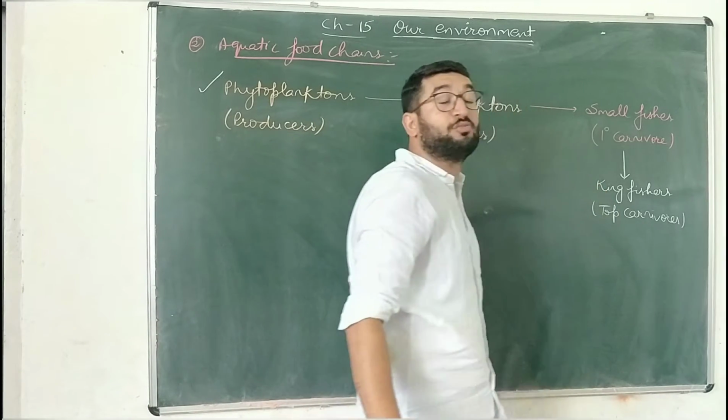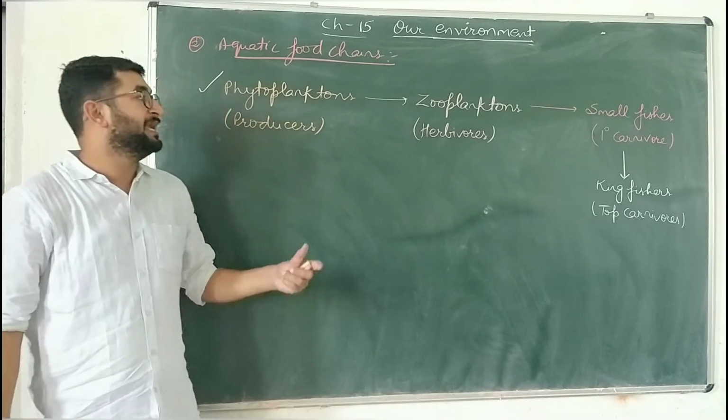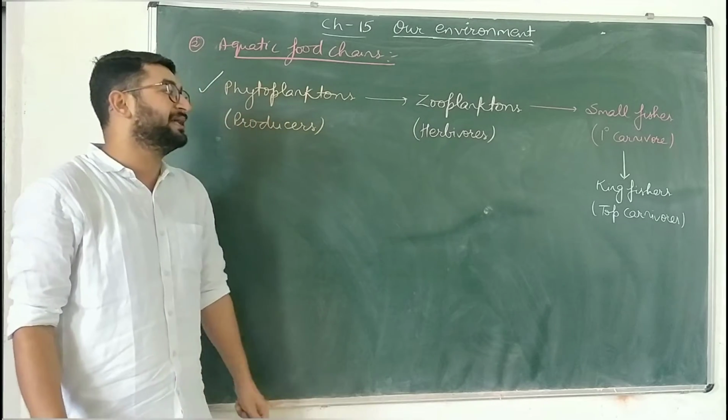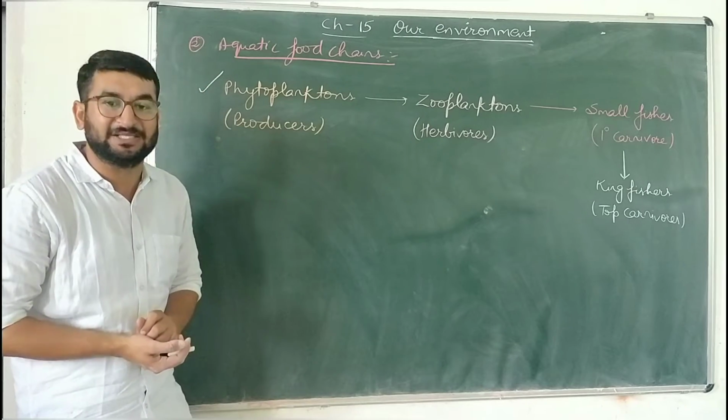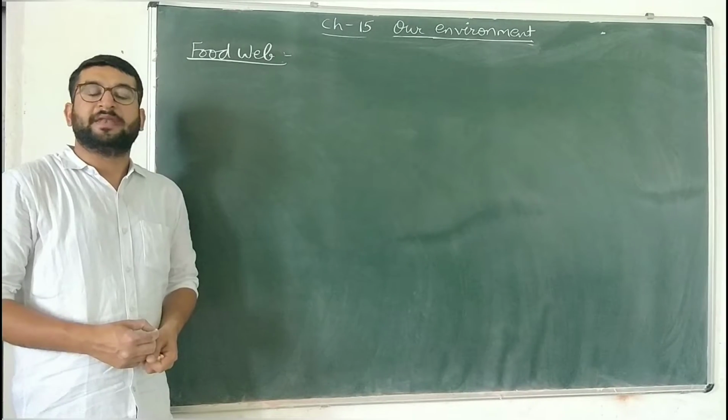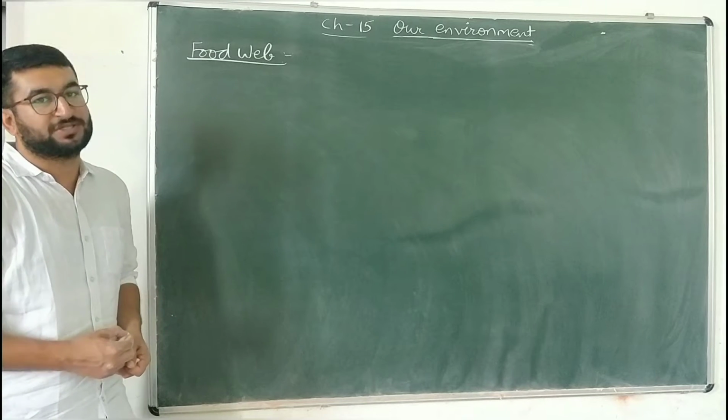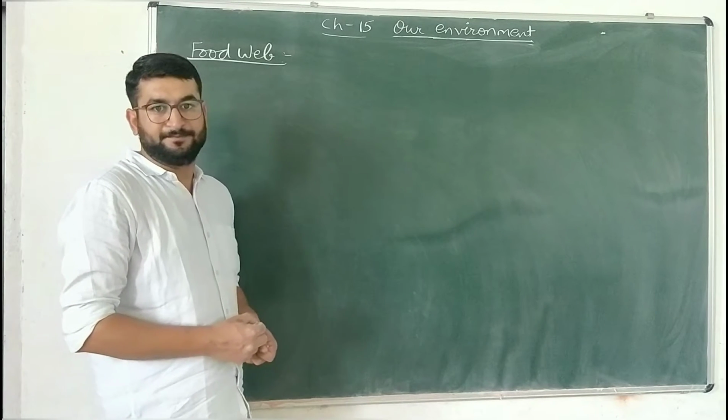Herbivores are eaten up by the small fishes, the primary carnivores, and then primary carnivores are eaten up by the top carnivore like kingfishers, or you can write shark as well. Next topic which we are going to discuss is food web.